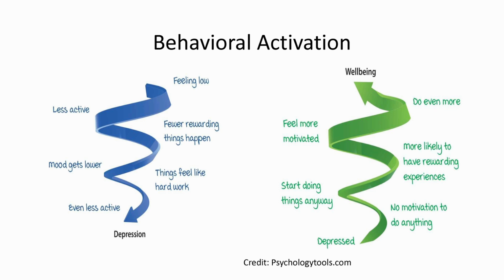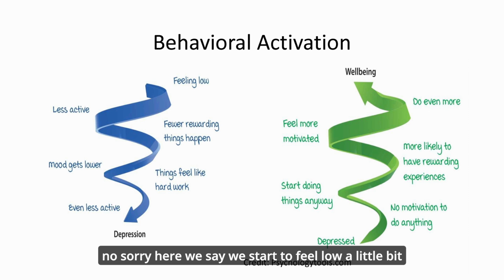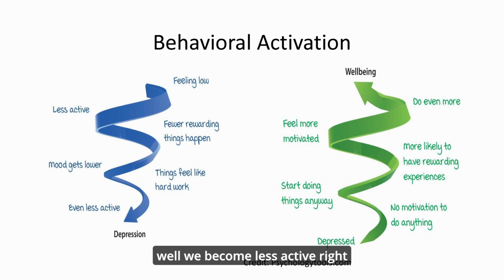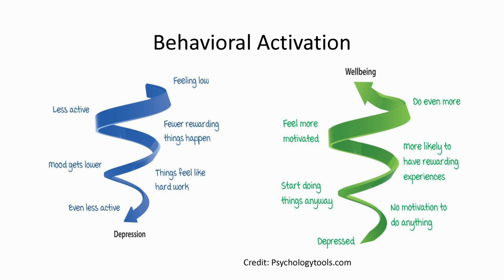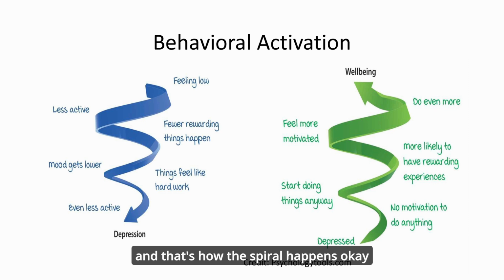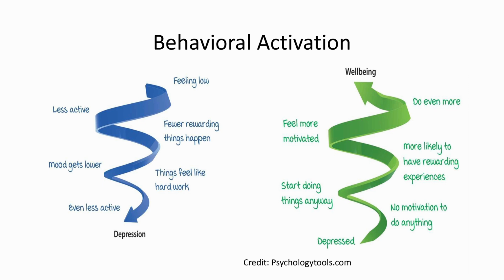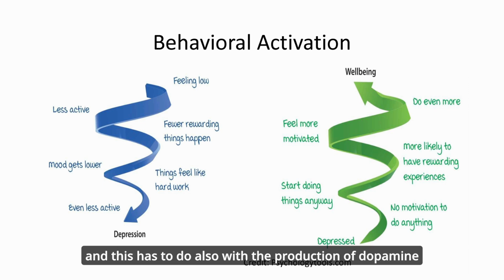Let's say we start to feel low a little bit. Well, we become less active, right? And so then fewer rewarding things happen. Mood gets lower. So it's now like, oh, I don't want to get up. If you had a gathering with your friends, like, oh, I'm probably just not gonna go, right? If you stay home, your mood gets lower, and then things start to feel like hard work. Now any little thing is just really hard to do. Like, oh, I have to go to the store. That's so hard. And so you become less active. And that's how the spiral happens. It just kind of keeps going. And this has to do also with the production of dopamine and serotonin.